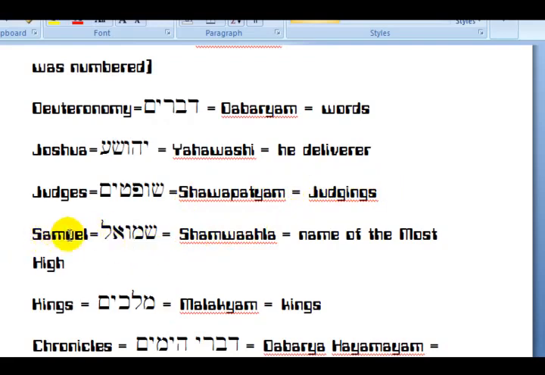Now the book of Samuel, which you have first and second Samuel, is Shamwa'ala. Shamwa'ala is the name of the Most High. The Most High gave that name to Samuel, because Samuel was the first prophet. From the time of Moses all the way up to the time of Samuel, there were no prophets in between. That's why the Most High said in the book of Jeremiah, though Moses and Samuel would stand before me, my heart could not be towards this people.